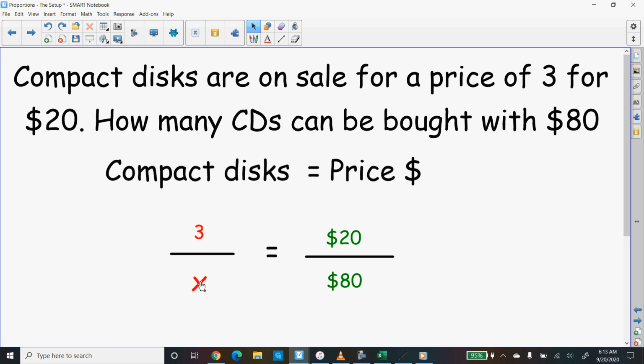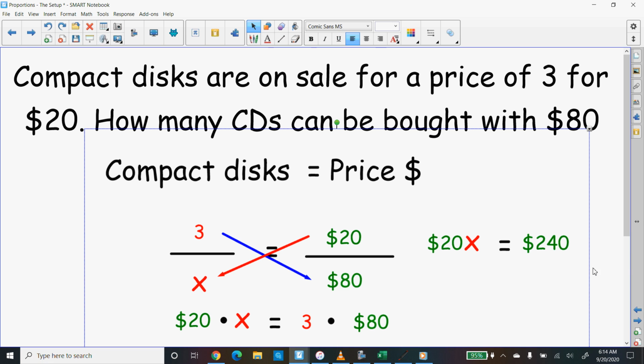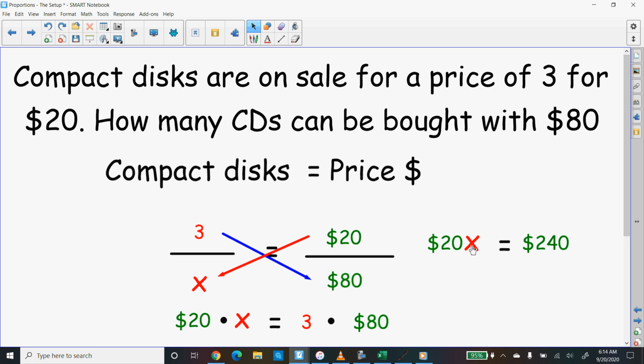So we don't know how many compact discs, so how do we solve this when we're missing one of the parts of the fraction? Well, remember, we cross multiply. Some number times 20 is going to be equal to 3 times 80. So 20 times some number equals 3 times 80. So let's multiply, well, 3 times 80, that's 240. And 20 times x will be just 20x.